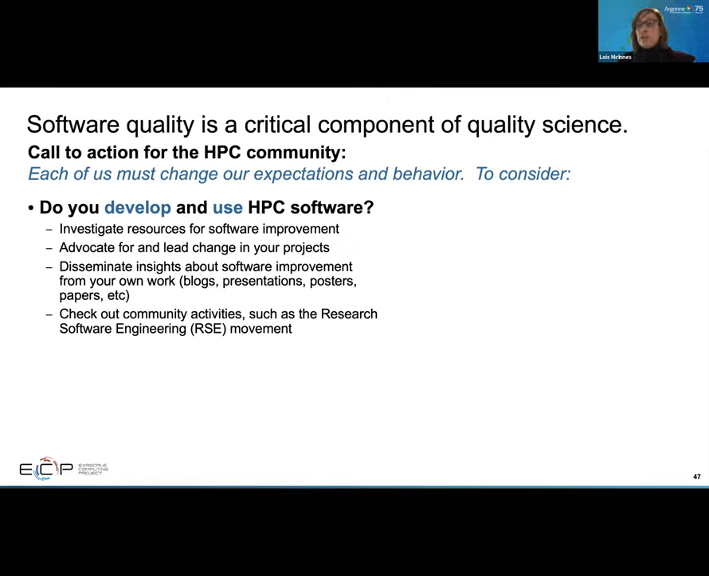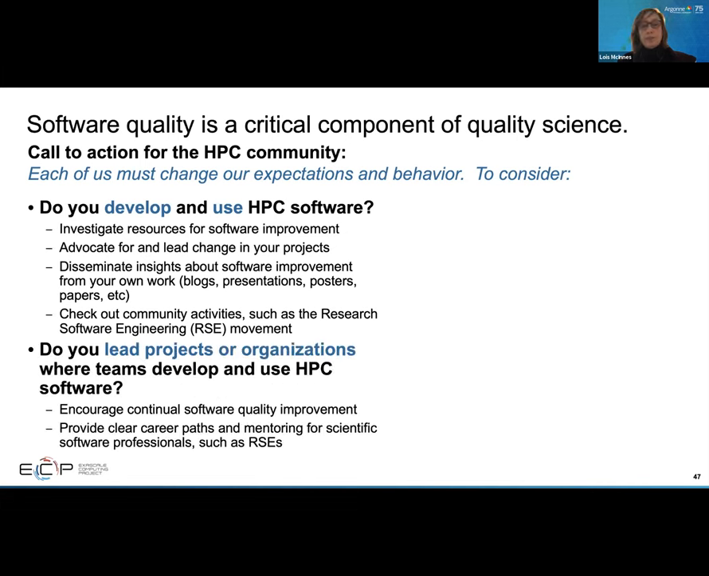And then when doing so, it would be wonderful for individuals and teams to share their insights in software improvement from your own work. We certainly welcome people to communicate through the Better Scientific Software site, but also there are opportunities for communicating in other venues, conferences, workshops, and whatnot. And of course, please do check out community activities such as the Research Software Engineering Movement.